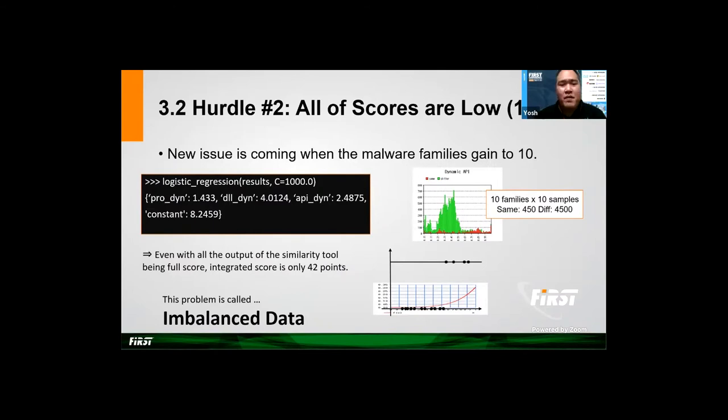Okay, hurdle number two. In further testing, I increased the number of families to be trained to 10. This seems to work fine, but when I ran the calculation with these parameters, I only got 42 points even if I got a perfect score with all the tools. Assuming that there are two samples in each of the 10 families, the number of combinations with different family is 4,500, and the same family is 450. If the data you want to train is extremely skewed, the results will be skewed to that side. This is called imbalanced data.